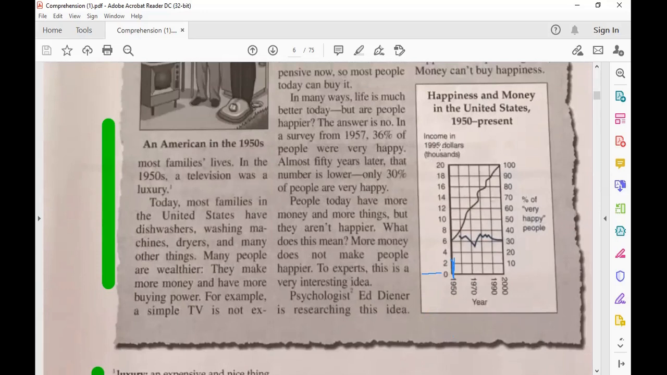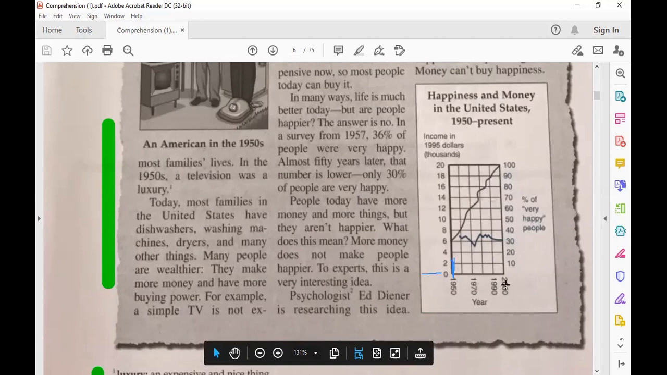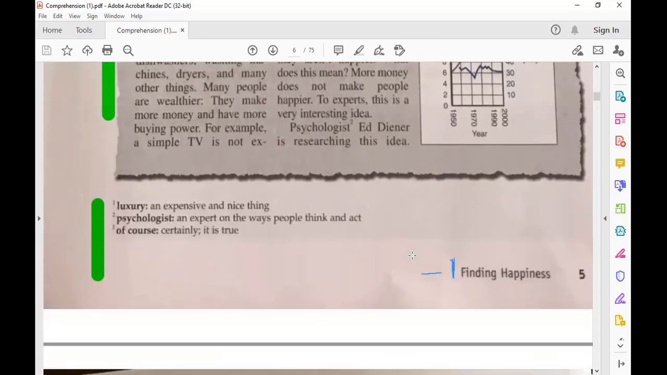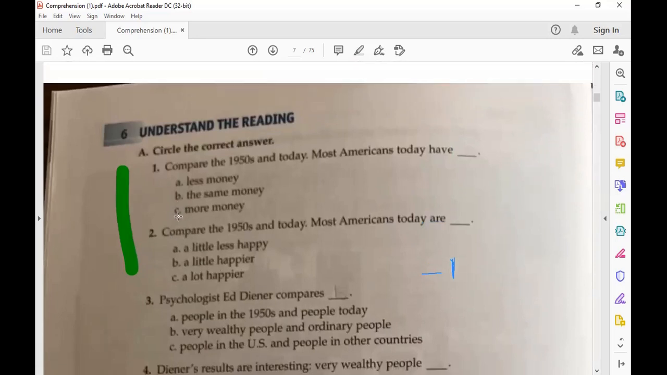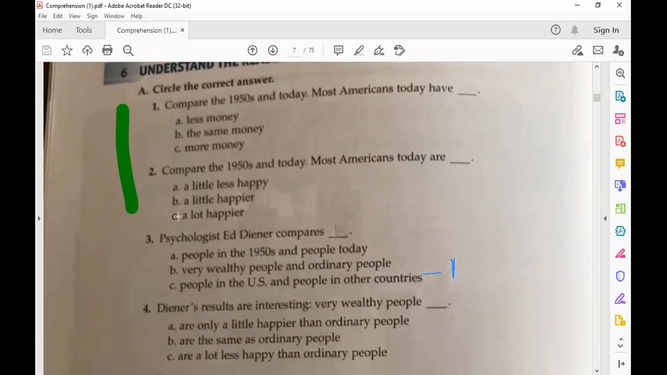Income in the 1950s dollars. So this is the income, in thousands, and this is the percent of happiness. And this is 1950 and 2000. So in 2000 it's going up, raising. Money is raising. This line here is the money. What happens to money over time? More money, raising. So they have more money. So compare the 1950s and today.